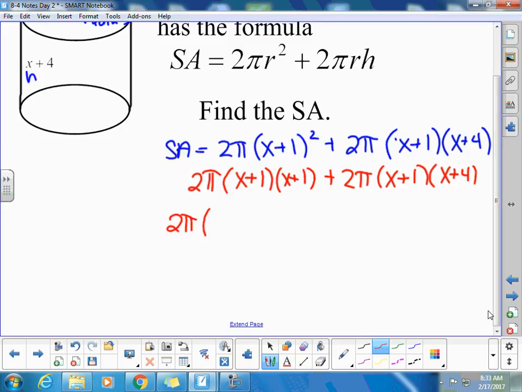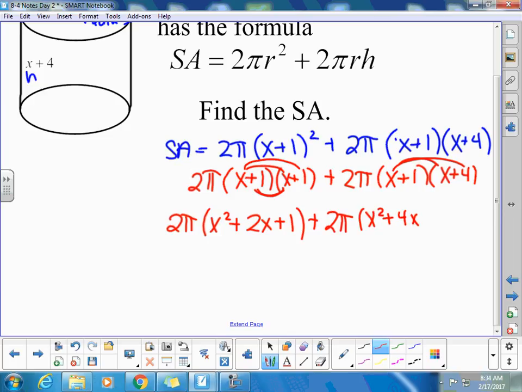X squared would be my first value. X times 1 is 1x, and then I have another x here, so plus 2x. I just combined the x's as I went. I had 1x there and another x here, so I have 2x. And then I have plus 1. Plus 2 pi, and here I have x squared plus 4x plus another x plus 4.